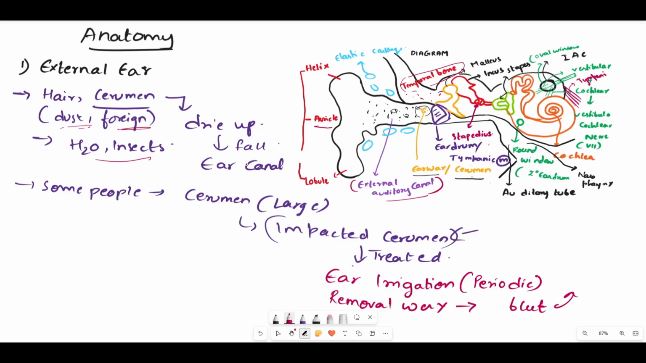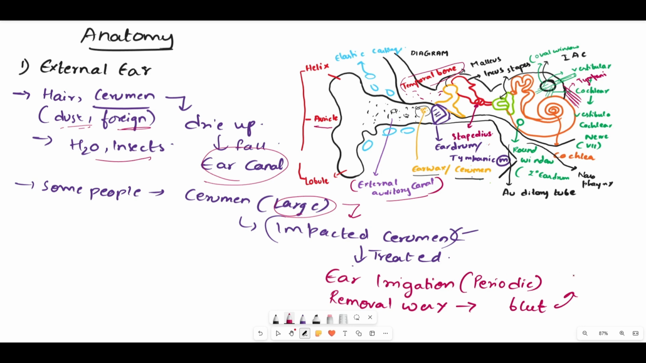After drying, this will be falling out of the ear canal. But in some people, this cerumen is released in larger amounts. That condition we call impacted cerumen. Now this impacted cerumen can be treated by performing periodic ear irrigation. So it is simply washing of the ear.